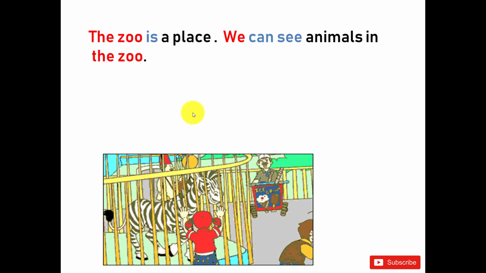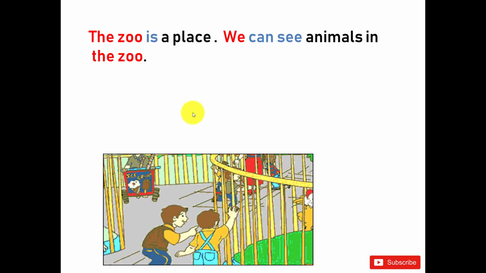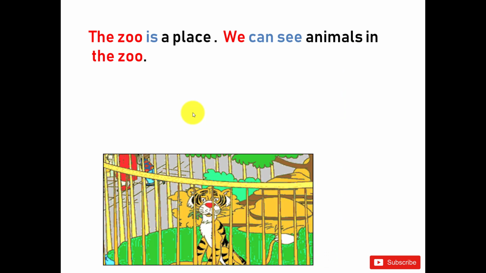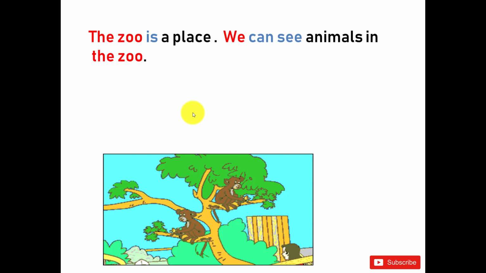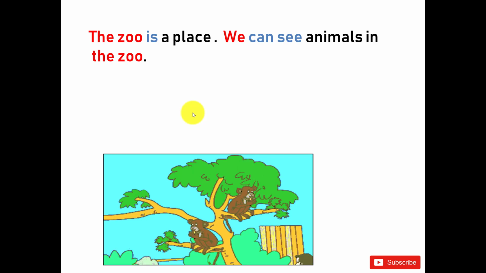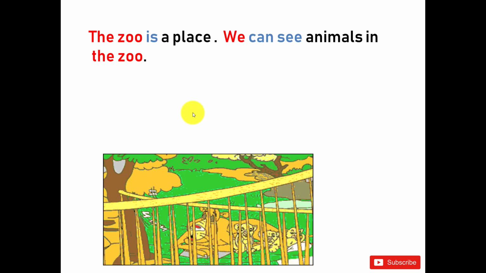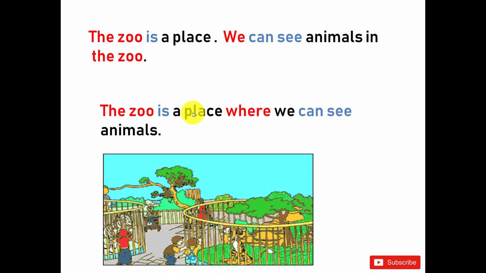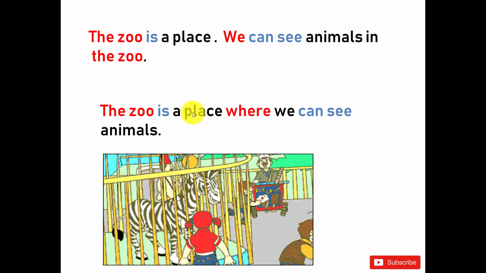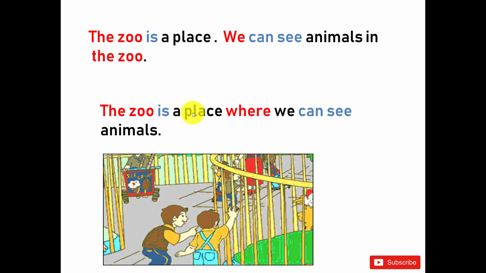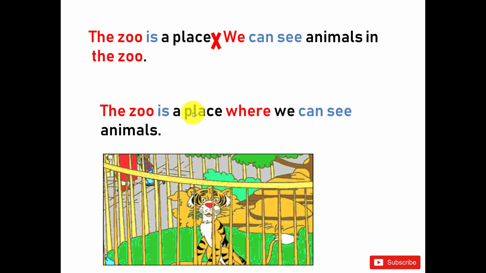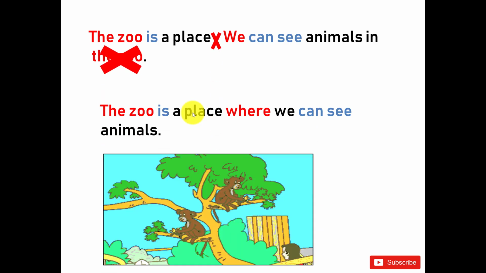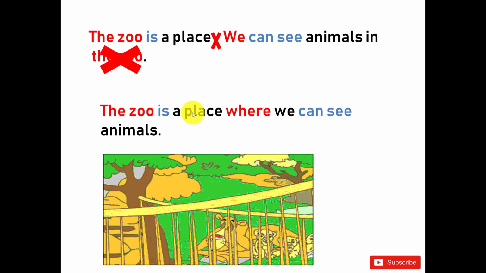Next, the zoo is a place. We can see animals in the zoo. What are we talking about here? We are talking about the zoo as a place, right? So to join the two sentences, we can say, the zoo is a place where we can see animals. What happened here? We dropped the full stop and "the zoo", so that we can get, the zoo is a place where we can see animals.